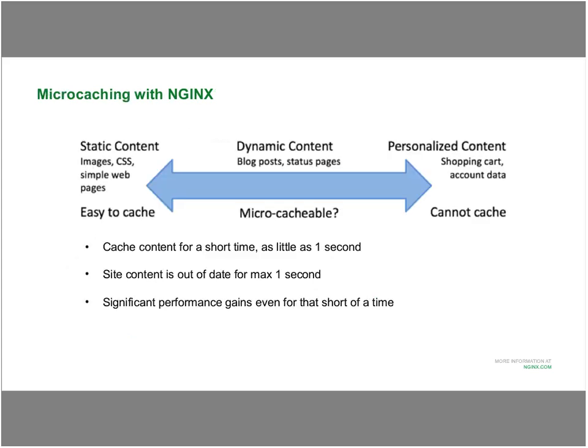Microcaching. Microcaching is a term you may or may not have heard of, but it's basically saying that we're going to cache content that's somewhere in the middle of the scale between static content, which is images, CSS, stuff that's typically easily cached and quite often put into some sort of CDN, compared to stuff that's all the way on the right. Personalized content, your shopping cart, your account data, stuff that you do not ever want to cache. And in between this spectrum, there's a whole load of content, blog posts, status pages, that we consider dynamic content, but it's dynamic content that is cacheable.